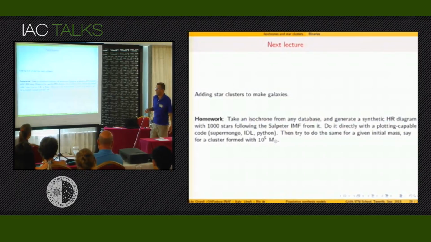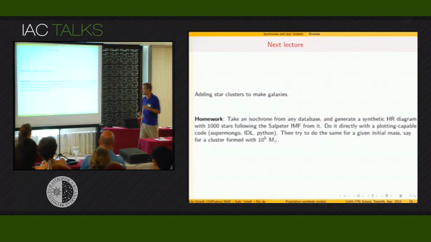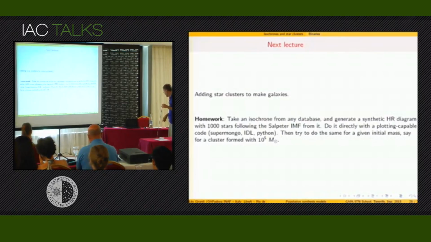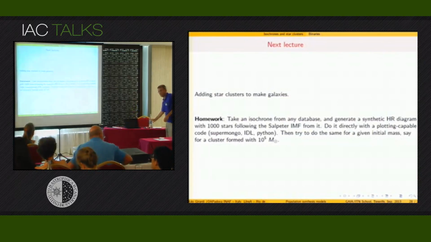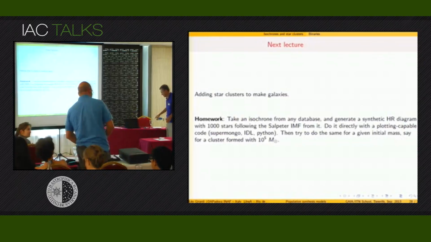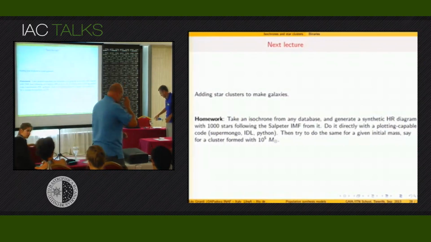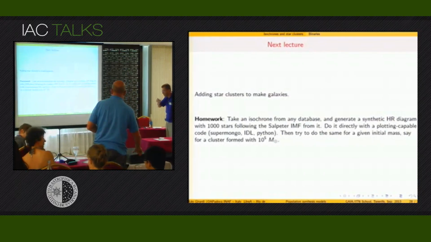And if you do that, tomorrow you'll learn how to make a galaxy, just expanding this process. Also, the problem is so easy that you can do it directly with a plotting code like SuperMongo. Actually, I do it with SuperMongo all the time. You just need 10 lines of code, and you can do that in 15 minutes. If you do that, if you don't go to the swimming pool, let's say. Okay.